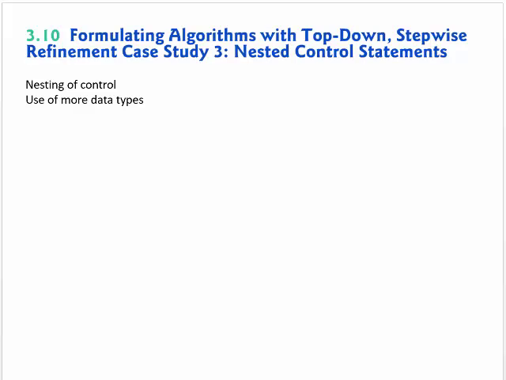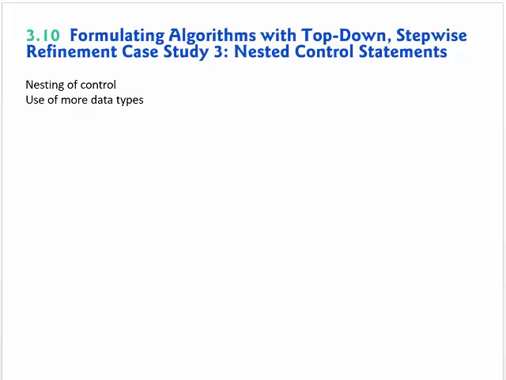This is Chapter 3, Part 2 for EE160 in Section 310 right now, which is yet the third case study program in the textbook. The main thing about this new program that we're going to look at is nesting of the control structures and use of more data types.